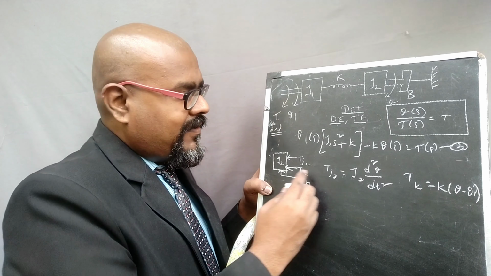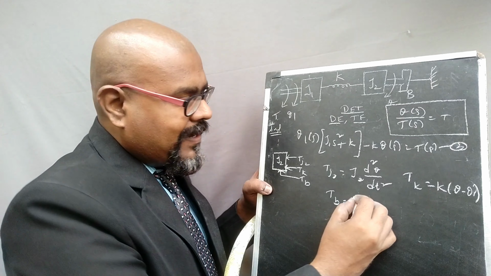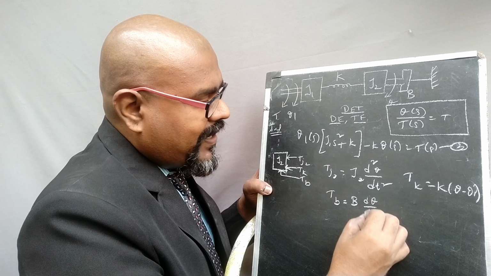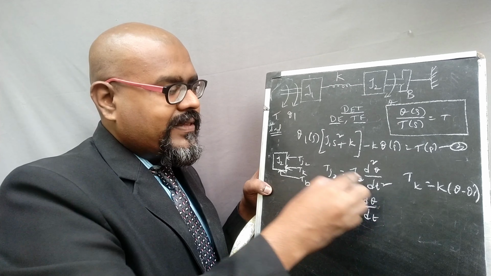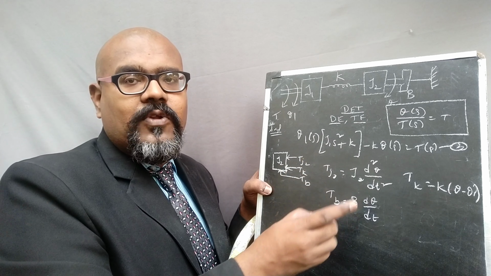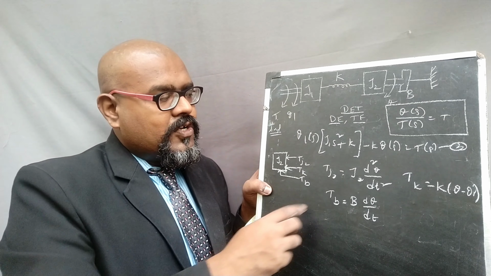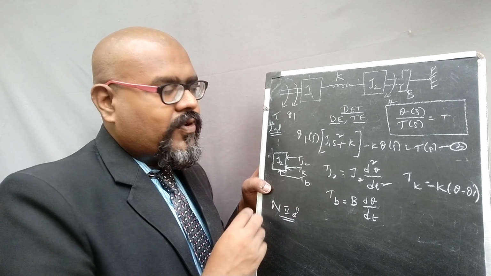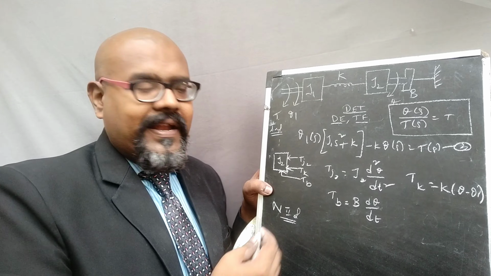Okay, then what is the next parameter? That is TB. We know that TB is B dθ/dt. Of course θ is the displacement, so I am putting θ here. B doesn't have any suffix, not B1 or B2, so here it is B dθ/dt. The next step is to apply Newton's second law of motion. Of course you know that Newton's second law says all the opposing forces are equal to the applied force.